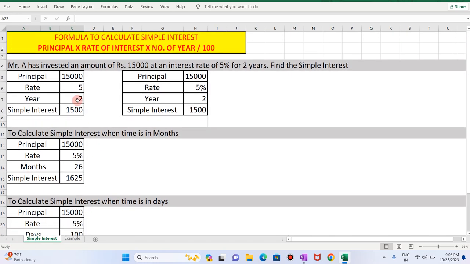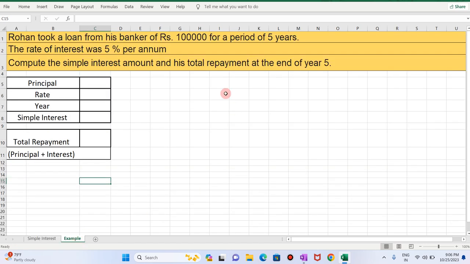Now the previous example was of investment, where Mr. A has invested 15,000. Here in this example, Mr. Rohan has taken a loan from the bank of rupees 1 lakh for 5 years. We have to calculate the simple interest for 5 years, and at the end of the 5 years, how much money in total Mr. Rohan is going to pay to the banker. So 1 lakh is the loan which he has taken, that will be called the principal. Okay, 1 lakh rupees he has taken as a loan.